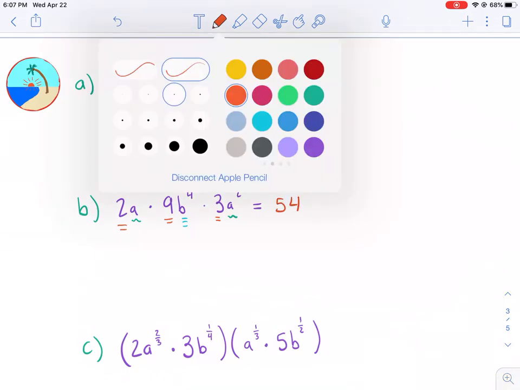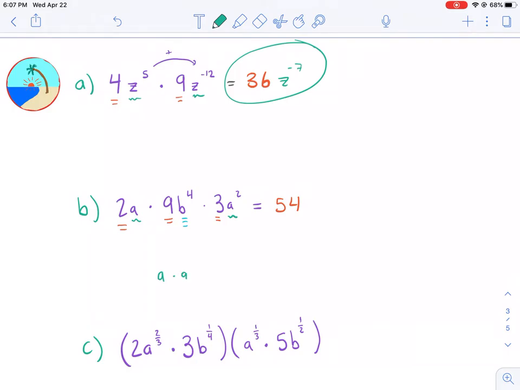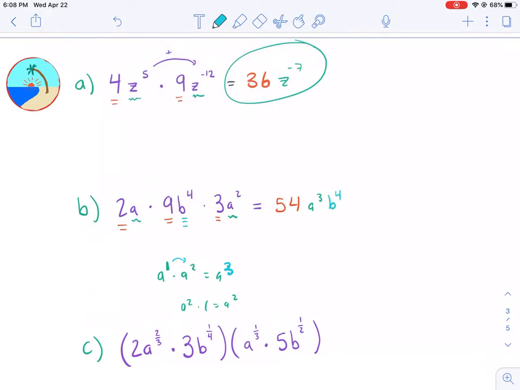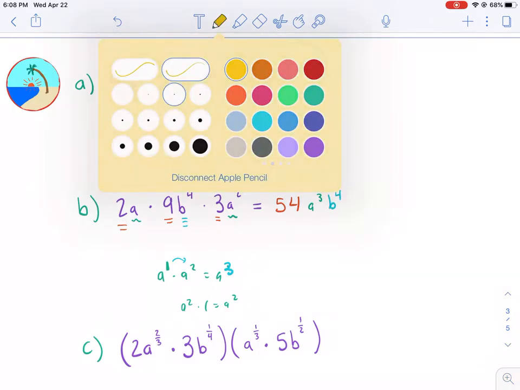My a's. Now, the temptation is to write a times a squared is just a squared, but that's not true because a squared times 1 would give me a squared. So a times a squared needs to be different. How is it different? Well, there is an implied 1 there. So if we add the powers, we should get a cubed. So our answer needs to be a cubed. The b to the 4th doesn't have any buddies, so we're just going to keep it by itself. And that is our final answer.